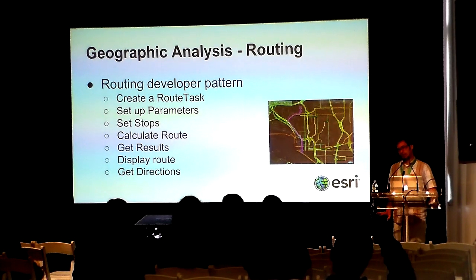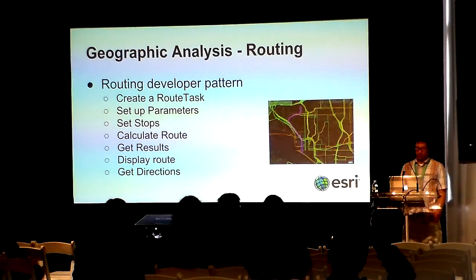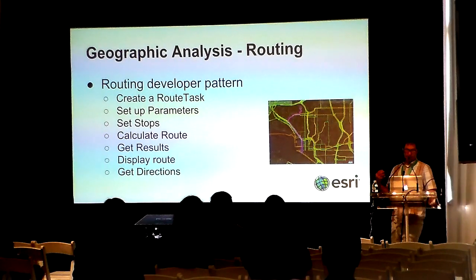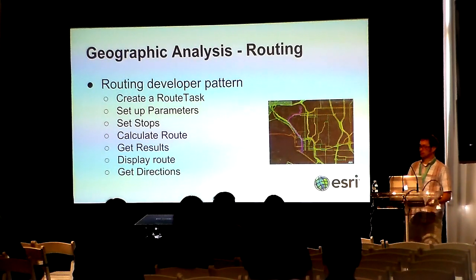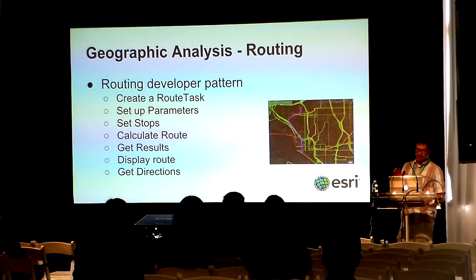So in routing, we have a developer pattern that involves pretty standard steps. That starts with your route task. Your route task is something that's going to actually execute a route. In and of itself, it needs information in order to create that route. So you set up parameters for that route. Parameters such as what's the spatial reference we're in? Are there stops? Are there multiple stops? Where are the start and end points? That sort of thing. Then that route task can execute and calculate a route.